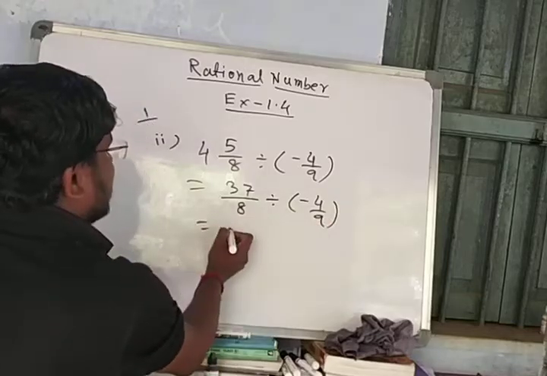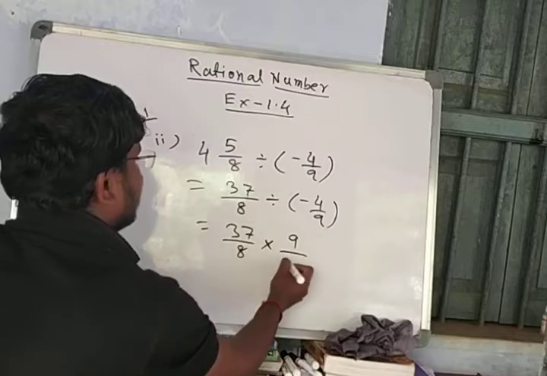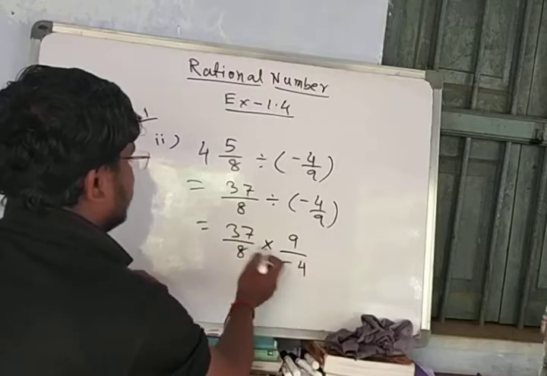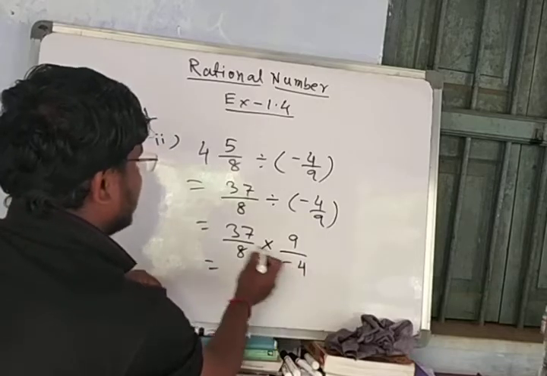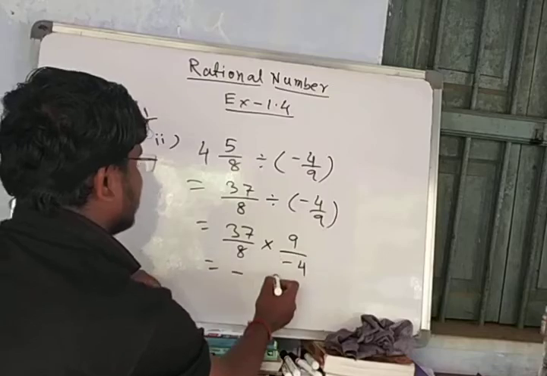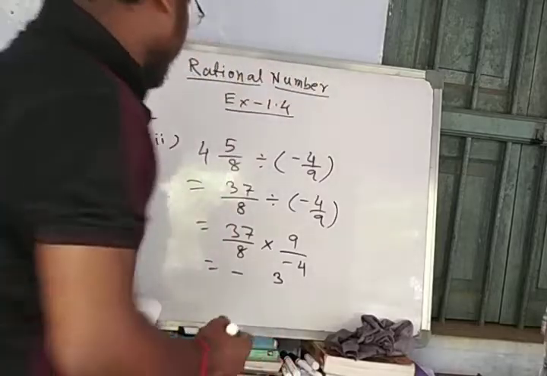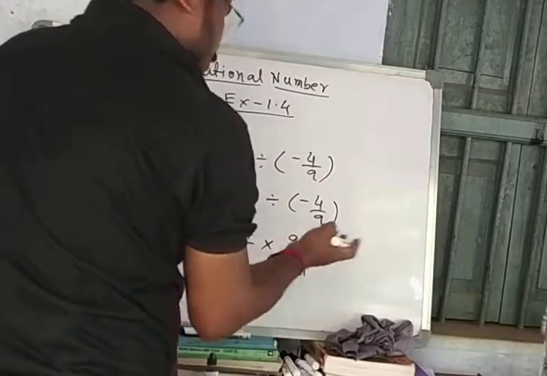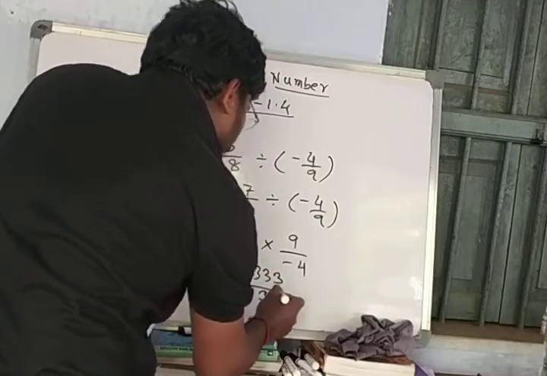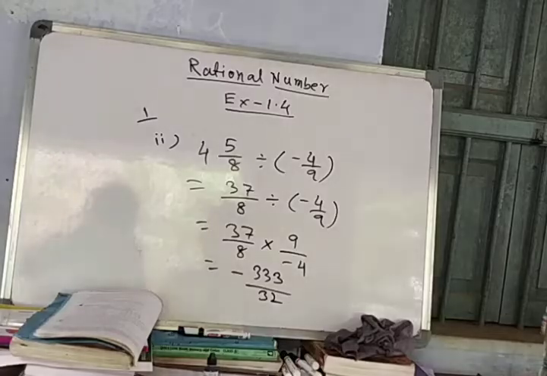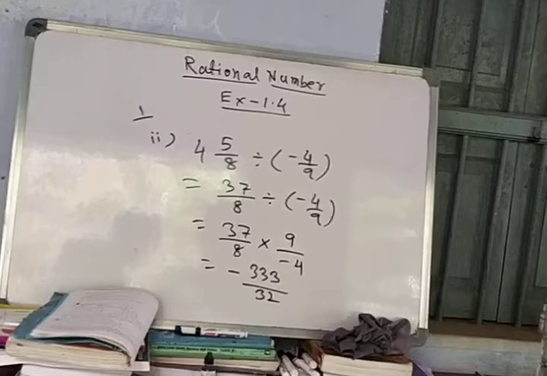Now in place of division you can give multiplication. You will write 9 by minus 4. Now just multiply it. And here minus plus, it will be minus. 9 7s are 63 and 4 by 8 are 27 and 33 by 32. You can convert it into an improper fraction.